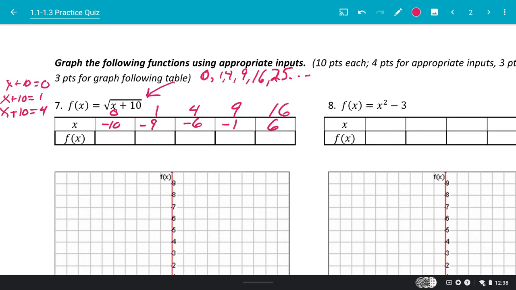Now I still have to put those functions in. I've got to go f of negative 10 equals the square root of negative 10 plus 10, which is the square root of 0, which is 0. And do that over and over and over again.